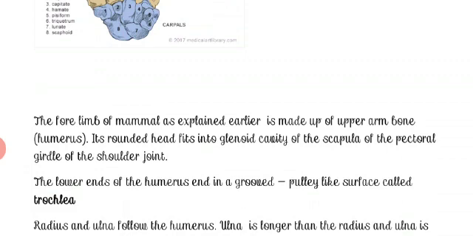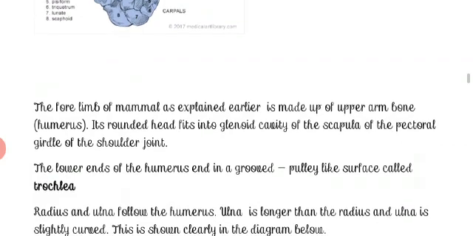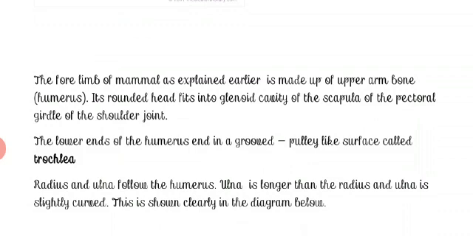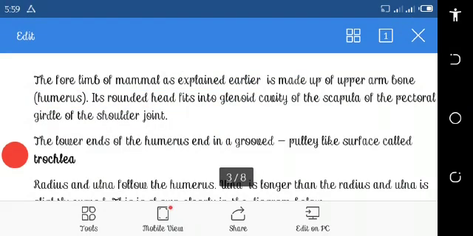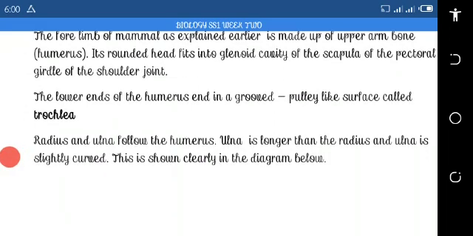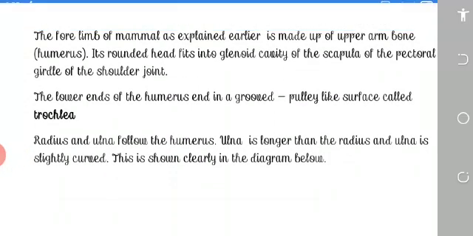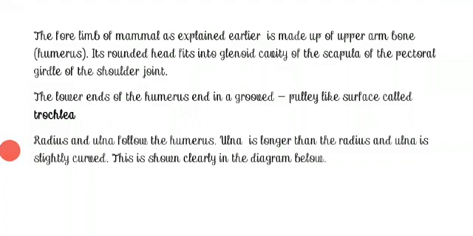The forelimb of mammal, as explained earlier, is made up of upper arm bone, that is the humerus. The head of the humerus is rounded, and it fits into glenoid cavity of the scapula of the pectoral girdle of the shoulder joint. After that, talking about the upper end, we equally have the lower end of the humerus. It ends in a grooved pulley-like surface called trochlea.